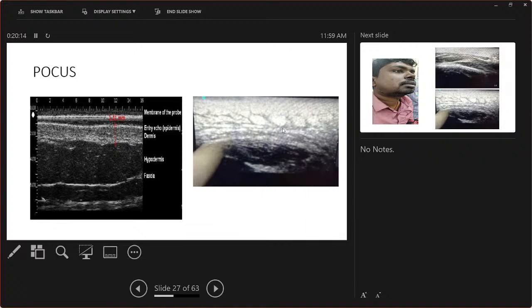Here is the normal image of the skin, wherein you can see the dermis, hypodermis, and fascia. This is a cobblestone appearance.